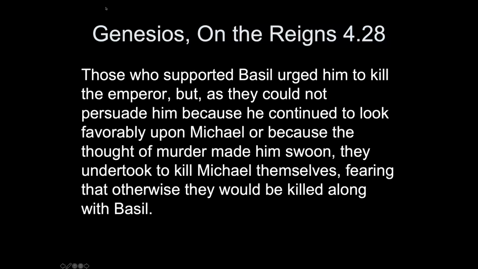But the third real challenge for Genesius is to then point to some significant things that Basil accomplished. And this is actually as much of a problem as the other two tasks, because Basil's biggest policy initiative was a combined Western Roman and Byzantine assault on Arab positions in the central Mediterranean, in large part because Basil had lost the island of Sicily, and the island of Sicily was becoming a base for Arab attacks against Roman positions and also Italian positions.